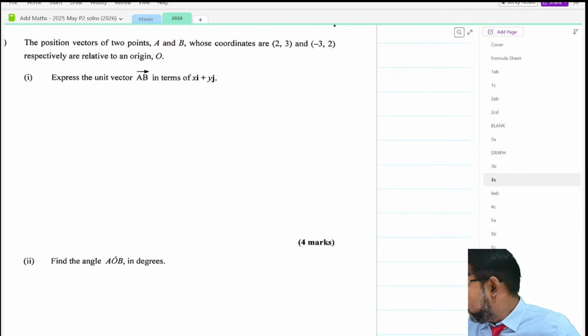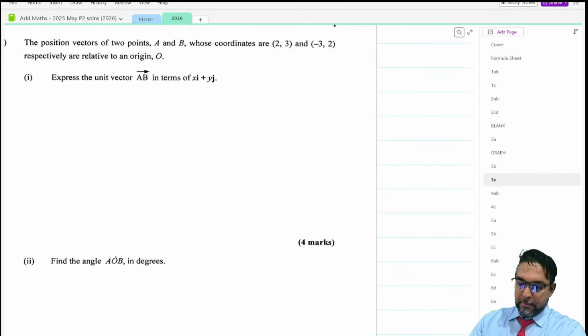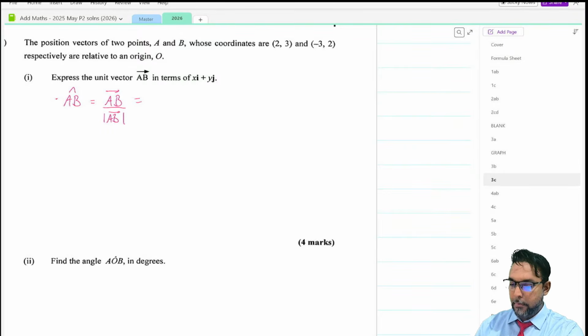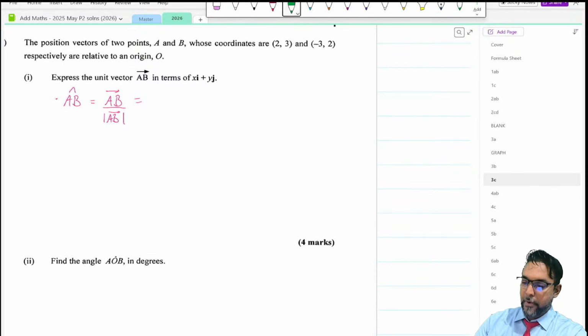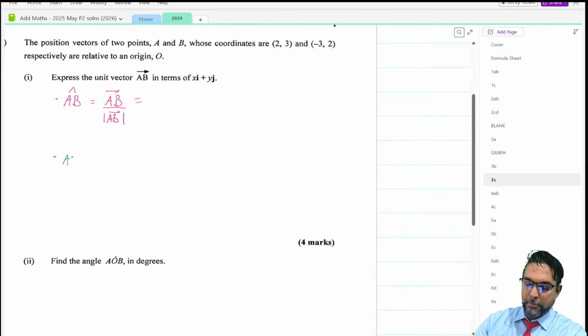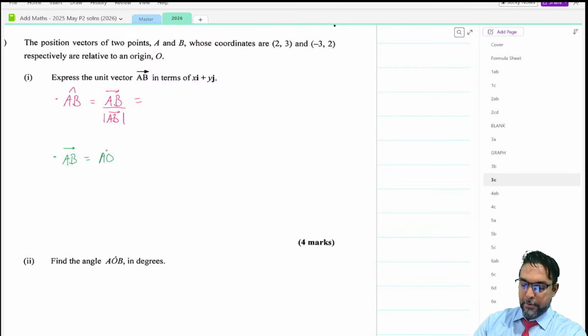So first of all, the unit vector in the direction of AB is, let's say, AB hat. And that unit vector is the vector AB divided by its magnitude. Right? Okay, wait, let me put that in my sheet here. So this means unit. AB is equal to AO plus OB. AO is the inverse of OA.